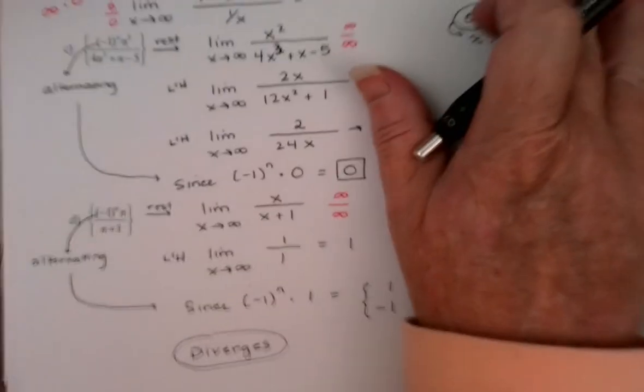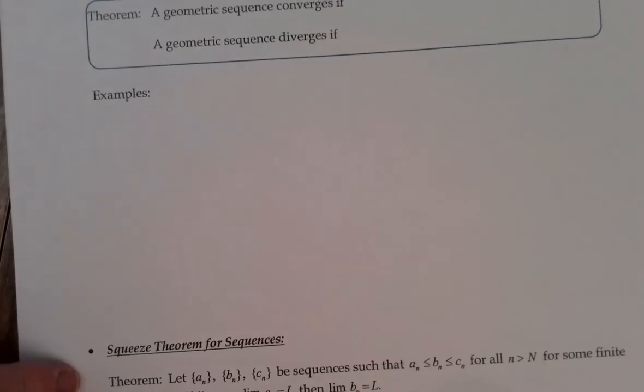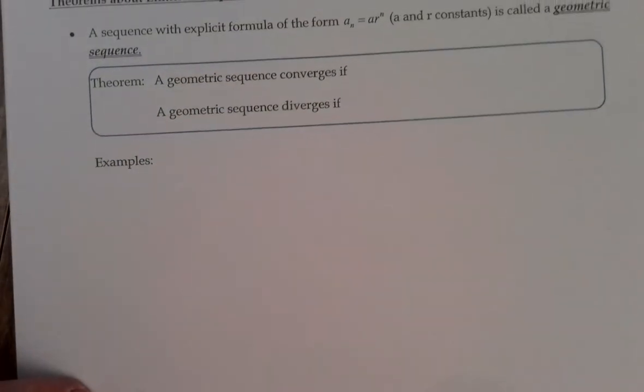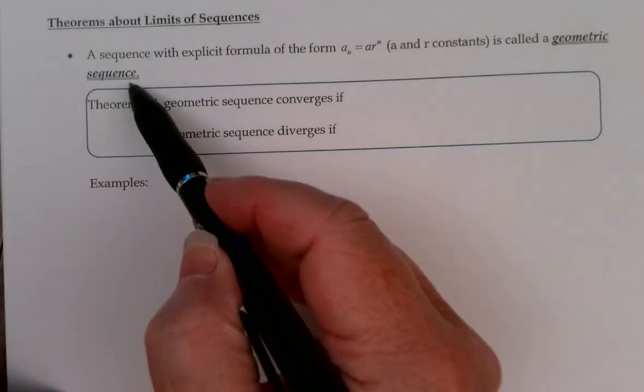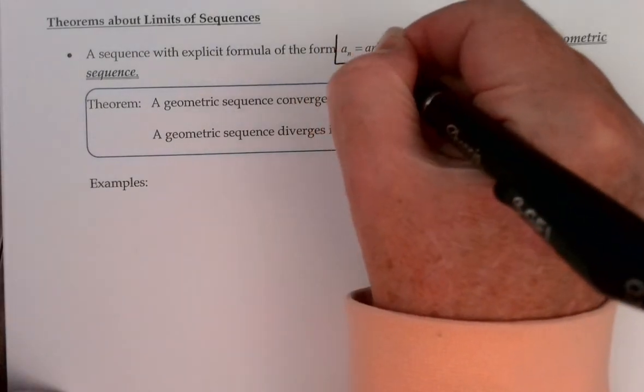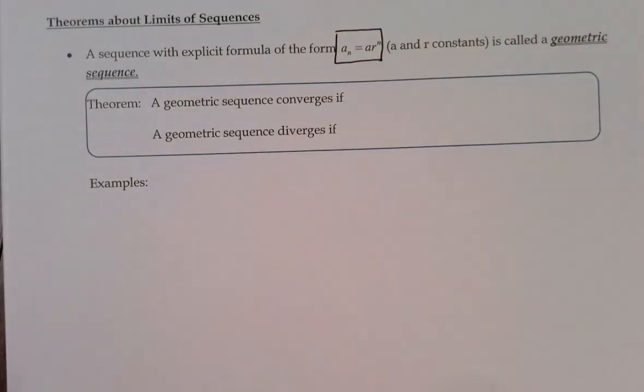All right, so there's some limits of sequences. There are a couple of theorems about limits of sequences that I want to talk about, two of them. The first one is just a really common type of sequence. It's called the geometric sequence, and it's got this form: a sub n equals a times r to the n, where a and r are just constants. If you have a sequence in that form, it's called a geometric sequence.